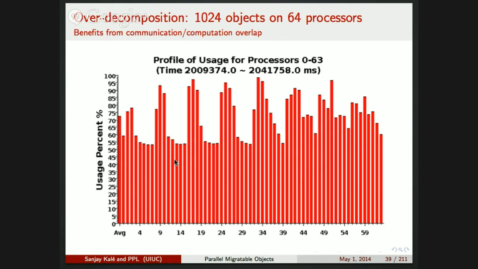Now what happens is that if you have over decomposed objects, at least when one object is waiting for communication to happen, the other object can overlap that part and improve the performance overall. So that's what we see here. At least the average utilization increased a bit, and the minimum went up from 30% to about 55%. And the maximum is... Still, we can see that the utilization is not that good because there is still load imbalance, because of which when one process is busy doing work, there are other ones which are idle.